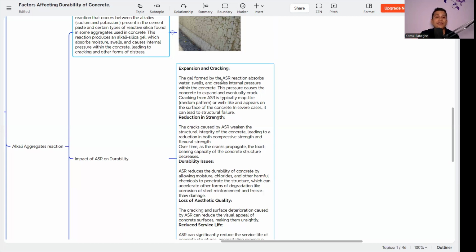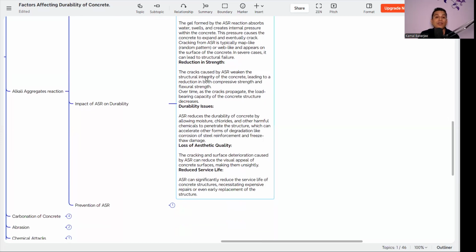If this is happening, the first thing is that cracking and concrete distress will happen. Again, there will be a reduction in strength. The cracks caused by the ASR weaken the structural integrity of the concrete, leading to a reduction in both compressive strength and flexural strength. And if there is a reduction, then of course we will not get durable concrete and we will not get the lifespan that is desired.